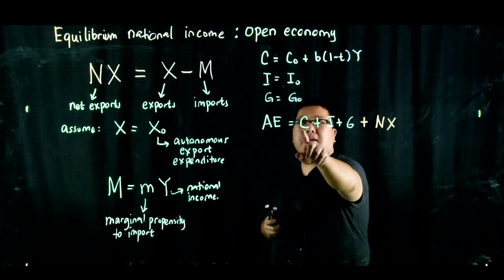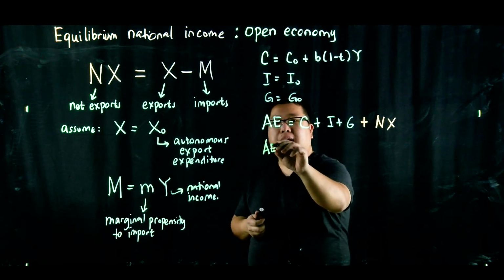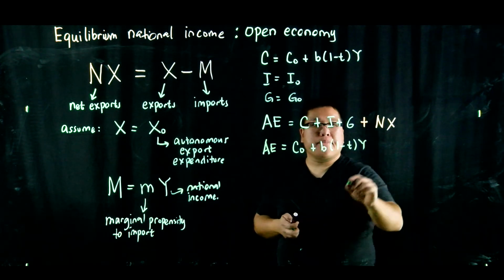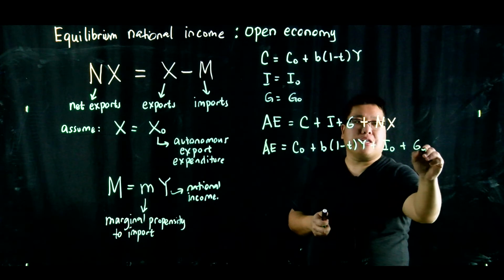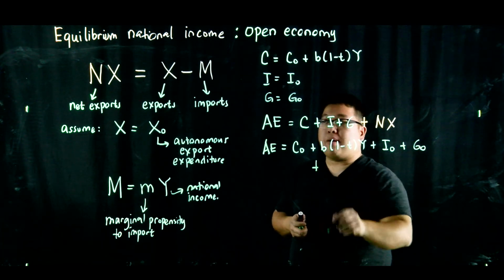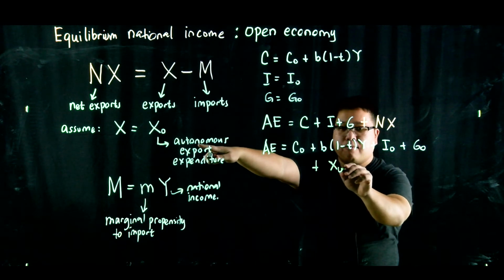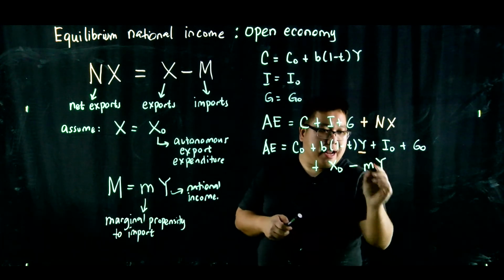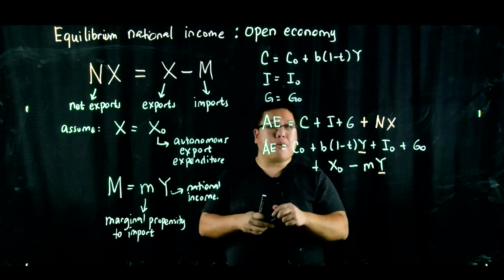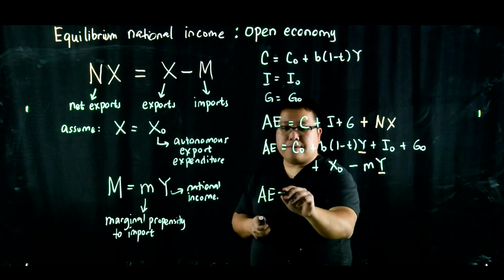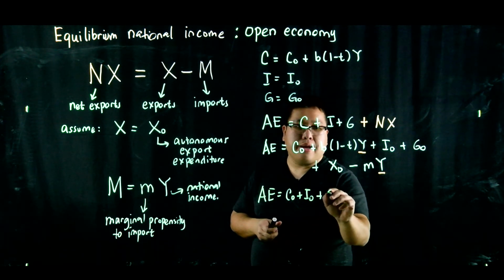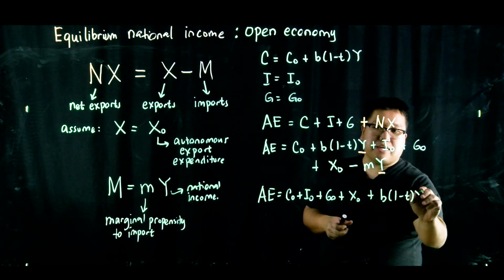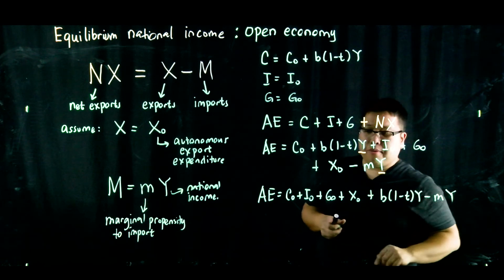And we know that our C is this. So we have AE equals C0 plus b(1 minus t) times Y plus I0 plus G0 plus, remember, X is equal to X0 minus m times Y. We have a Y here, we have a Y there, so let's just collect terms. So we have AE equals C0 plus I0 plus G0 plus X0 plus b(1 minus t) times Y minus small m Y.